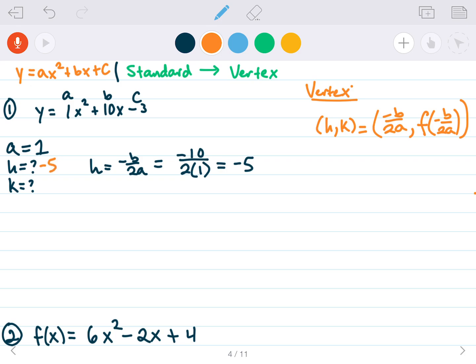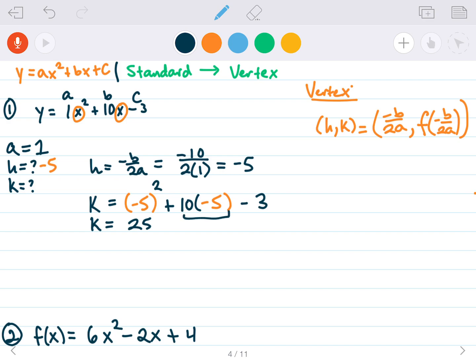Now k is just going to be whatever the output is when we plug in h into the function. So wherever I see an x, I plug in my h. Remember, h comma k is just an x comma y. It's just an input and an output. So that's k. If we simplify this out, negative 5 squared, we get 25.